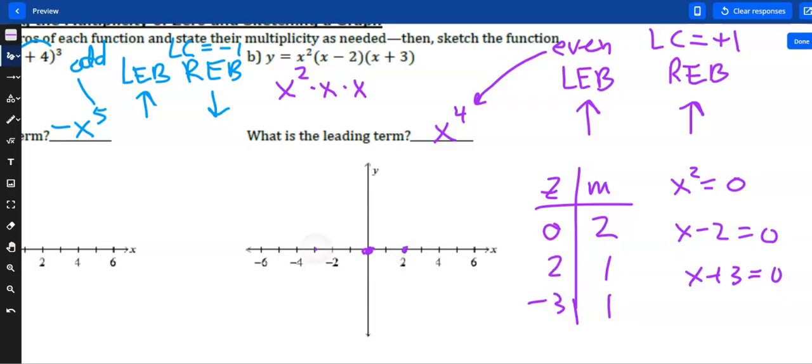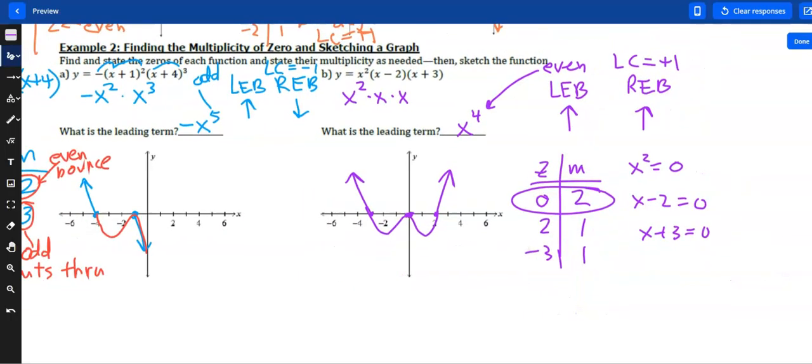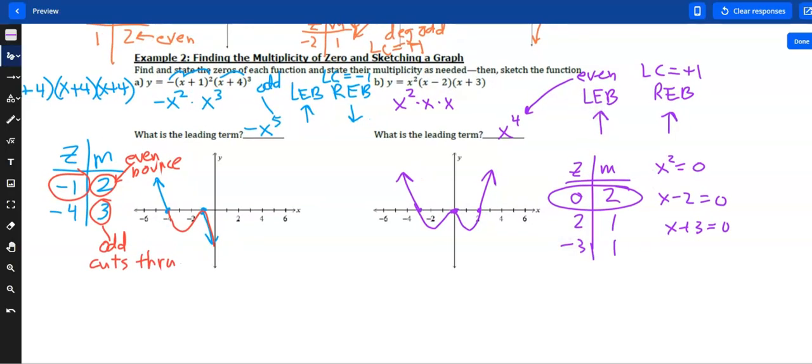0, 2, -3. Now I put on my end behavior, up, up, and up. Just make sure they go out and not in, because we don't want to fail the vertical line test, okay? There is a bounce right here because of the even multiplicity. So it cuts through the axis, bounces off the axis, cuts through the axis. And there's the picture of what we have. Next slide.